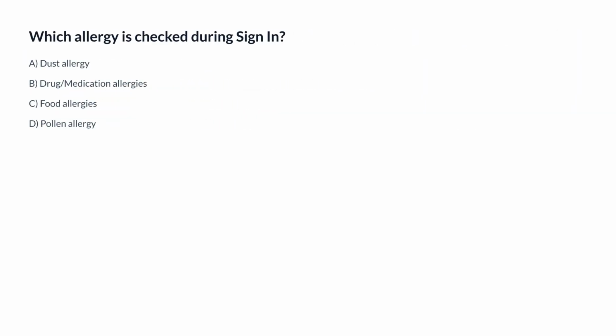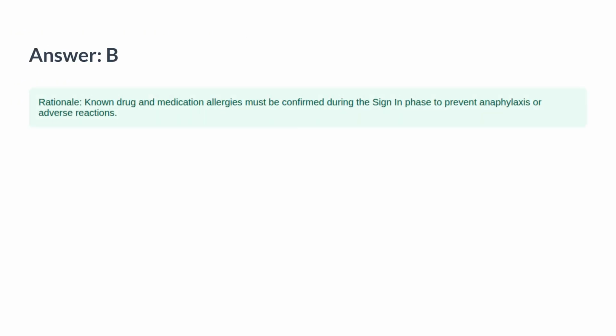Which allergy is checked during sign-in? The answer is B. Drug/medication allergies are checked during the sign-in phase to prevent adverse reactions before administering anesthesia or antibiotics.